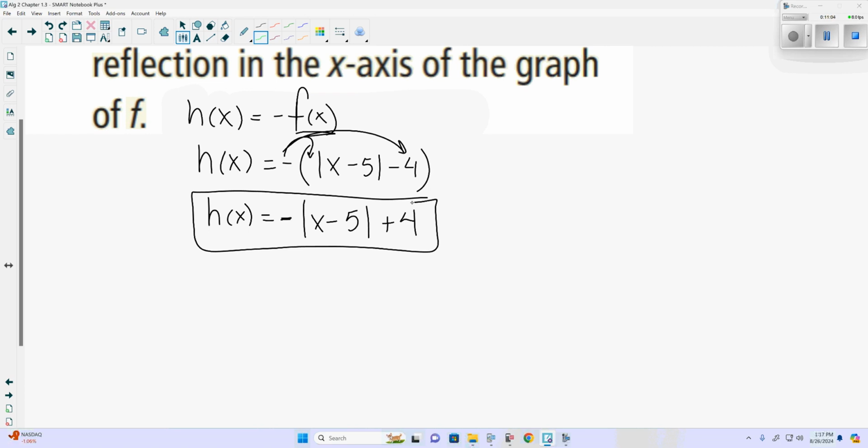Question on this here? Question on anything we've done so far? Now, a lot of what's making this nice is these general forms, because as long as we stick to the general form for each one of these transformations, it makes things go a lot smoother.